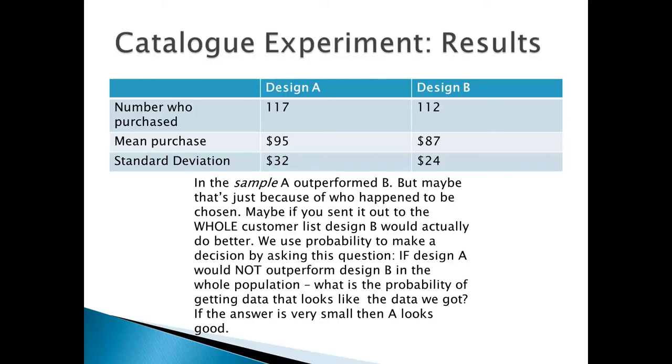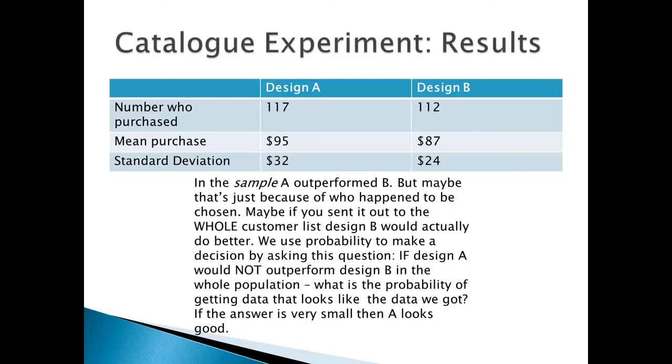If design A wouldn't outperform design B in the whole population of their million customers, how likely would it be? What's the probability of getting the data they just got? If design A is no better than design B, how surprising would this data be? And we'll see this argument a lot over the remainder of the course, but that's just a first hint why we need probability. Many of our decisions in statistics are based on probability.